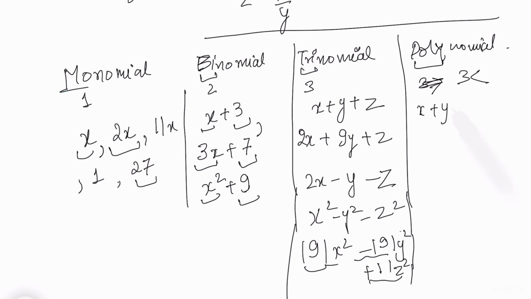Suppose x plus y plus z plus xyz. Okay, so these are 4 terms: the 1st term, 2nd term, 3rd term, and 4th term. Multiplication forms another term because the terms have been separated by signs.